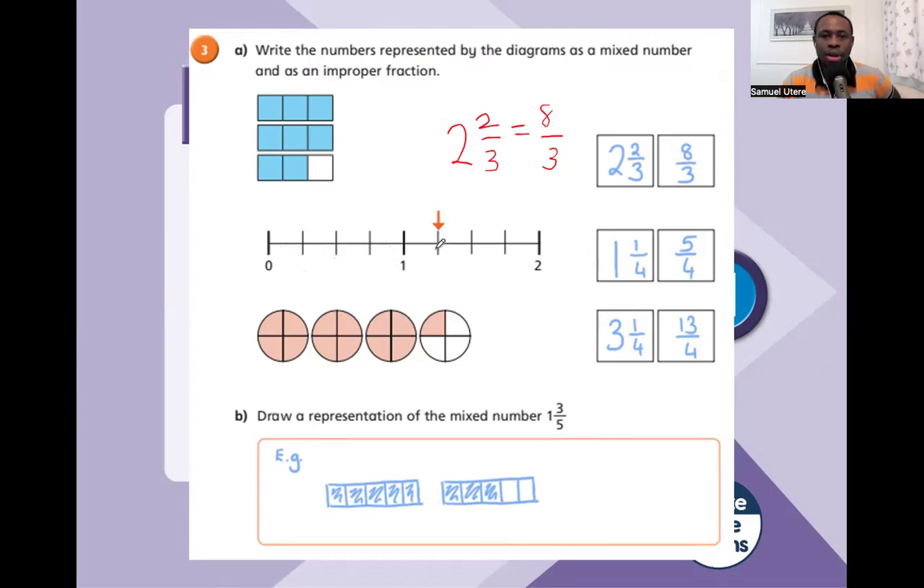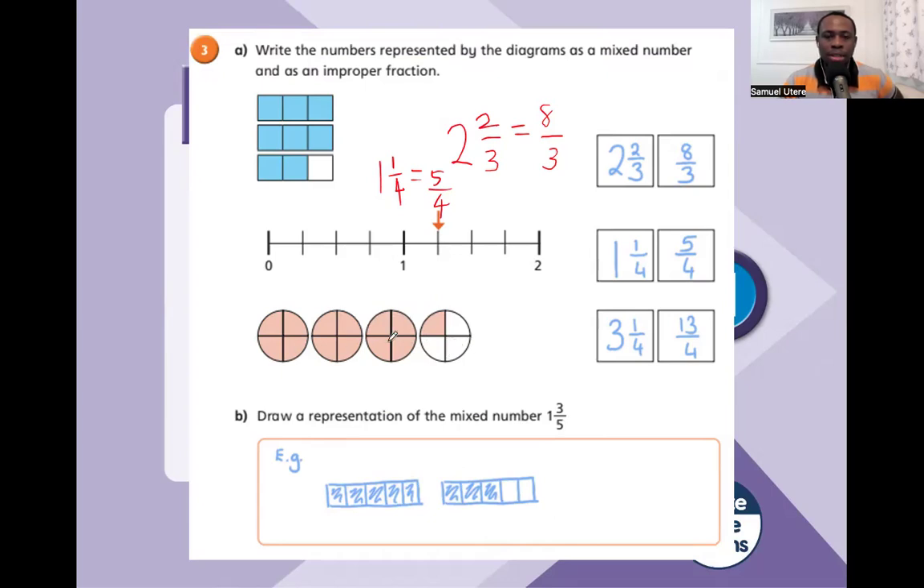Now, if we have 1 and 1/4, I want you to use the method I just showed you really quickly. Of course, you can count the number of parts. We have 1, 2, 3, 4, 5, which is 5 out of the 4 because this is split into quarters. But you can use this quickly. 4 times 1 is 4, plus 1 is 5. So this is 5/4. Here, you can see that this is split into quarters as well. So your denominator will definitely have a 4.